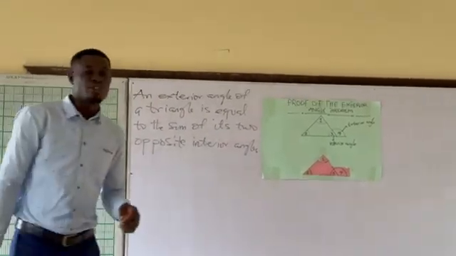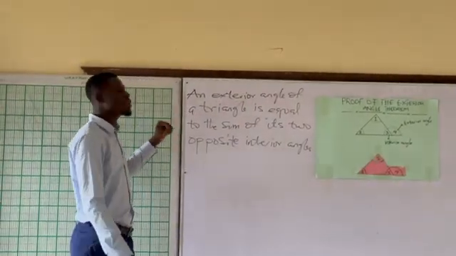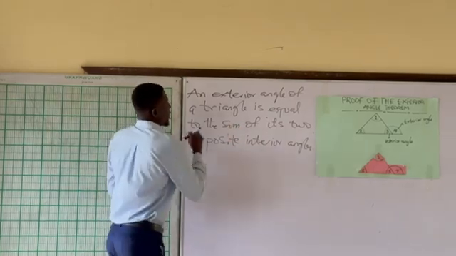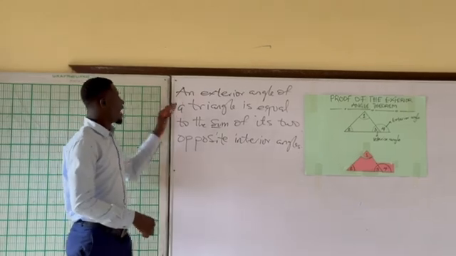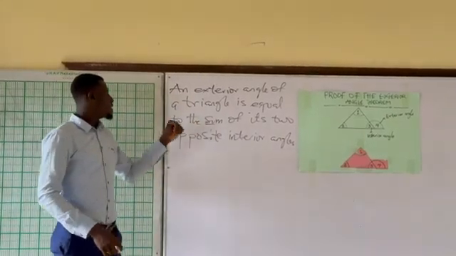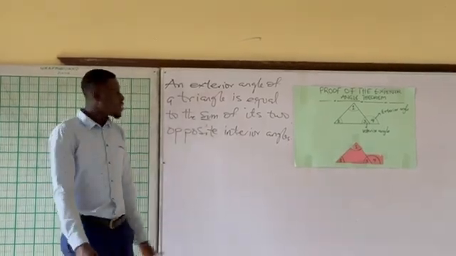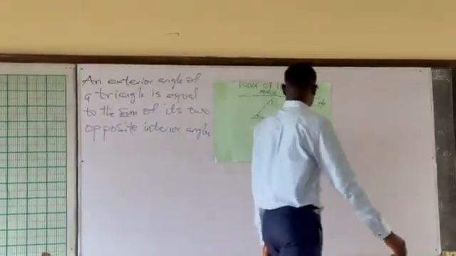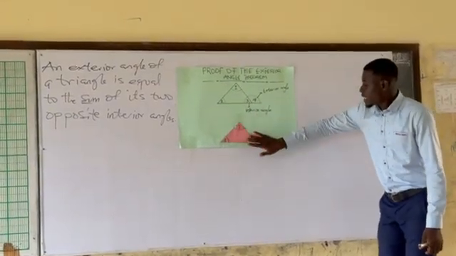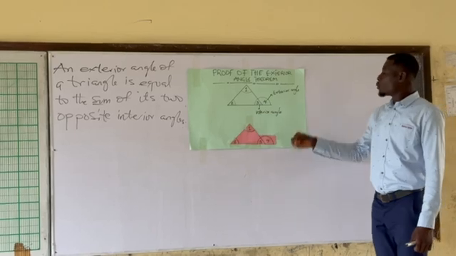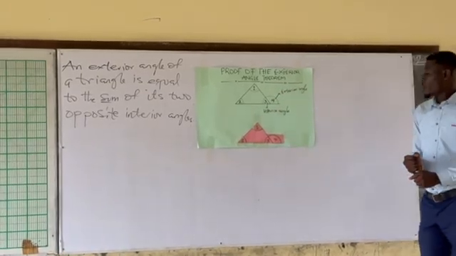The exterior angle theorem says that an exterior angle of a triangle is equal to the sum of its two opposite interior angles. An exterior angle of a triangle is equal to the sum of its two opposite interior angles. So coming back to our illustration on the board, the triangle here is the same as the paper cutout over here. So now we are going to prove the exterior angle theorem of a triangle.